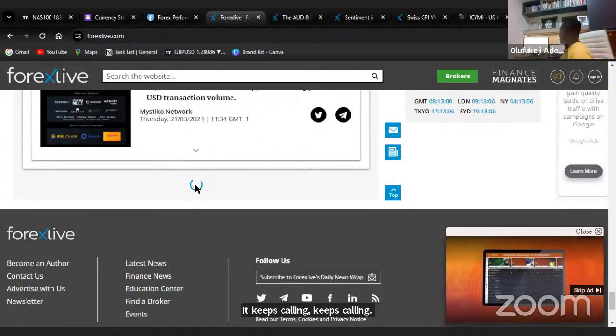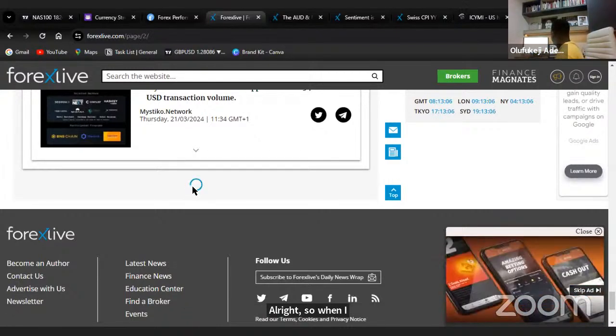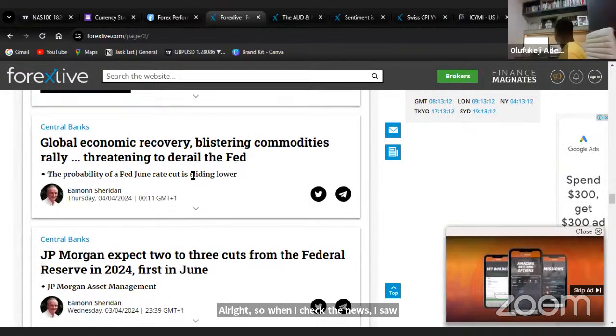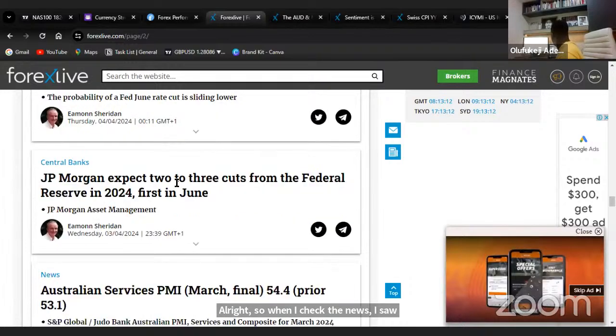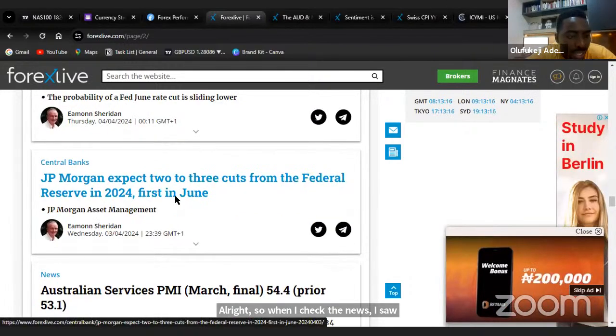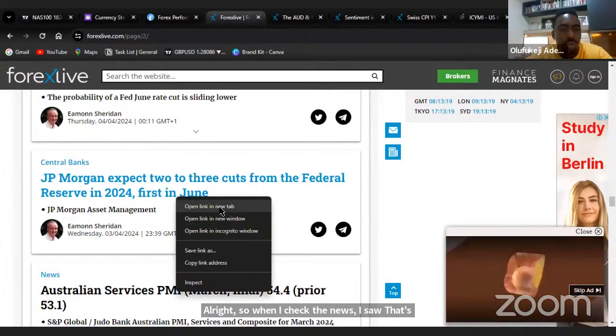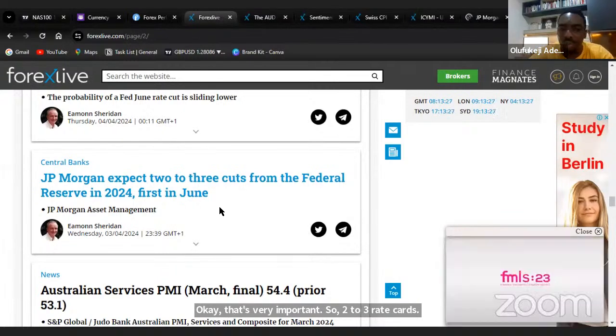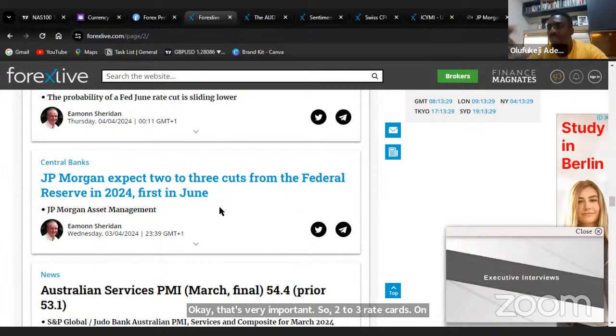All right, so when I checked the news earlier today, I saw that, okay, that's very important. So 2 to 3 rate cuts from the Federal Reserve in 2024, the first being in June. The first being in June.